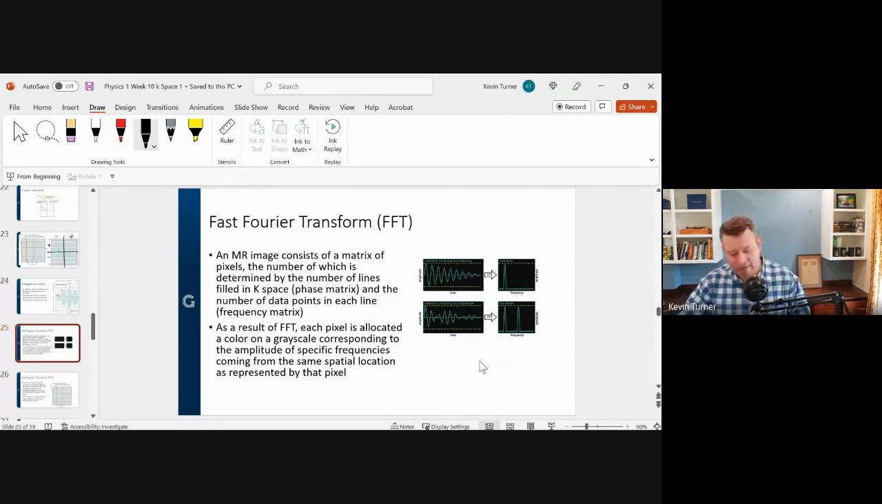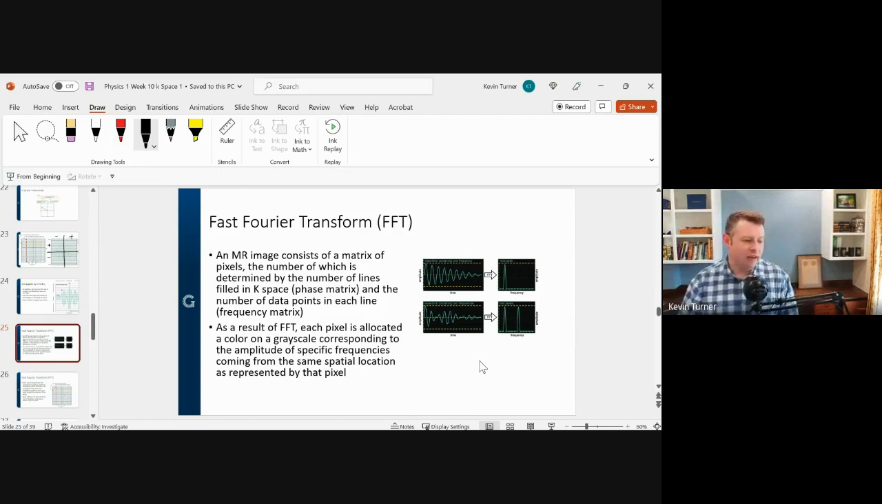Okay, so what do we do once we have all of these data points? Well, we got to turn them into the picture. And to do that, we use the fast Fourier transform. An image consists of a matrix of pixels, the number of which is determined by the number of lines in K space in the phase matrix, and the number of data points in each line from the frequency matrix. So every single echo can give a different phase, and every single data point can give a different frequency. The fast Fourier transform is just a bunch of math. I think of it as a magic black box that you throw all the data points into and out spits an image.